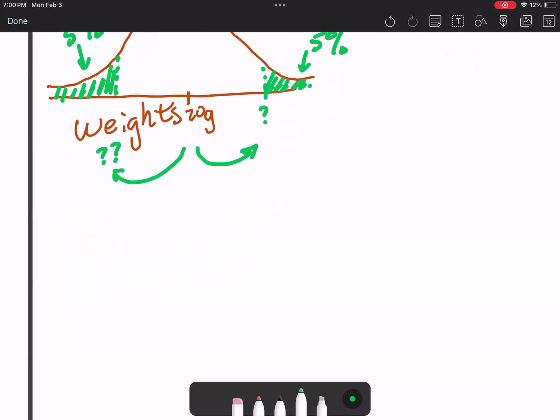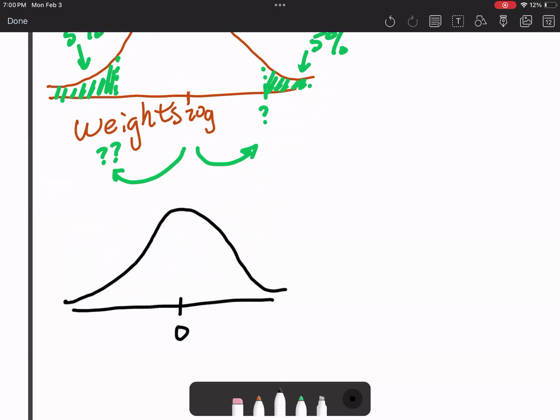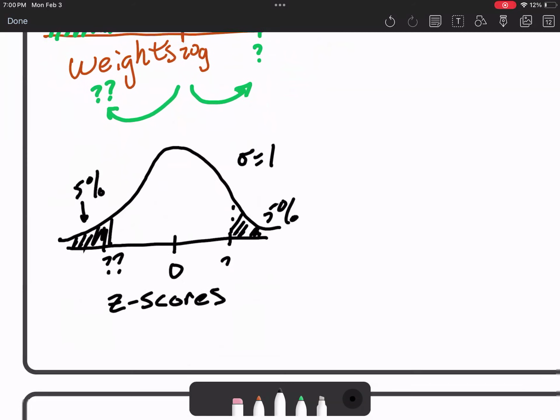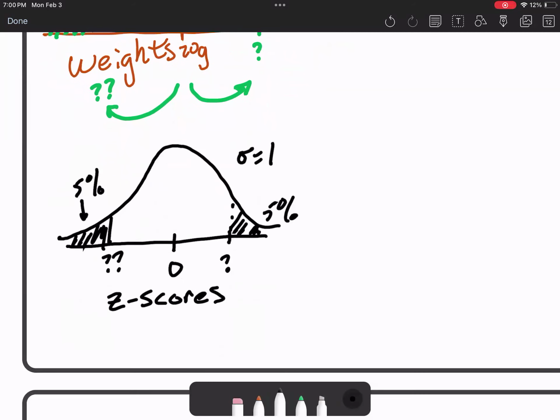And the way that we ask questions about probabilities underneath normal distributions is by looking at the standard normal distribution of z-scores that always have a center of 0 and a standard deviation of 1. And we're asking the same question, what is the point that gives me 5% there and 5% here? So in order to answer this question, let's focus on this z-score here.